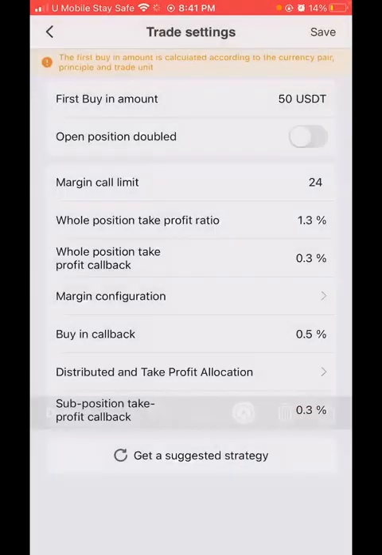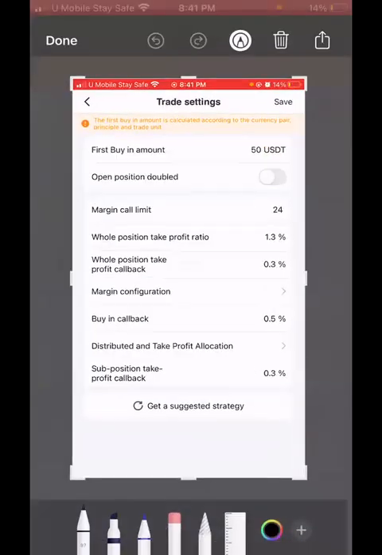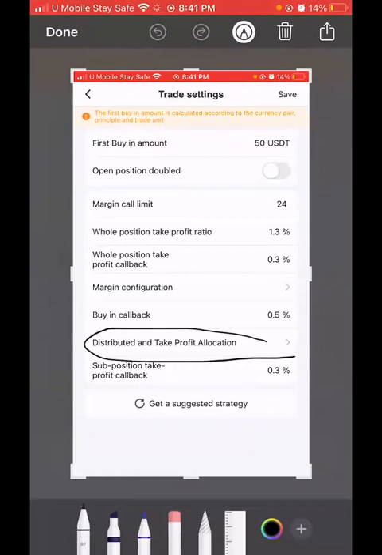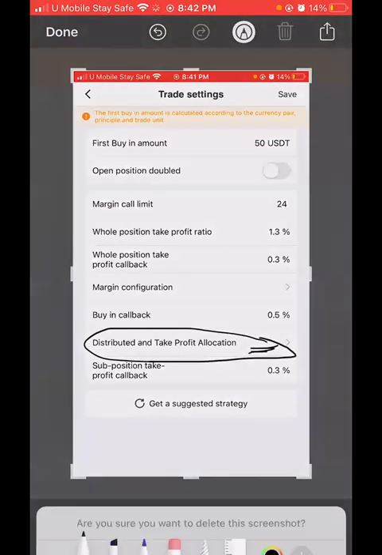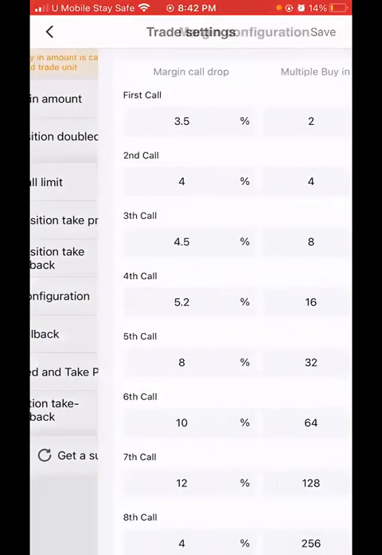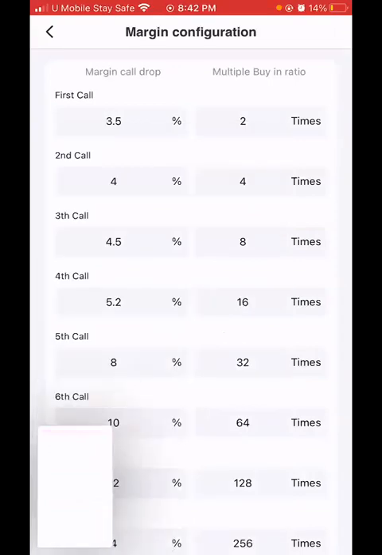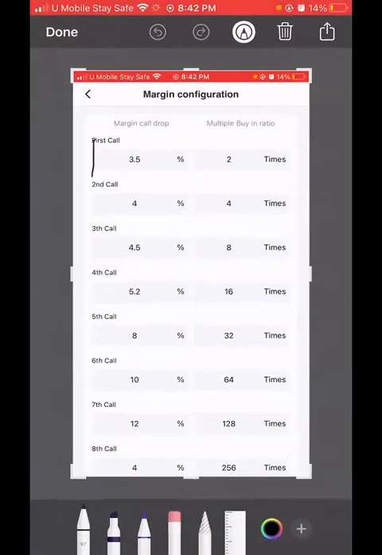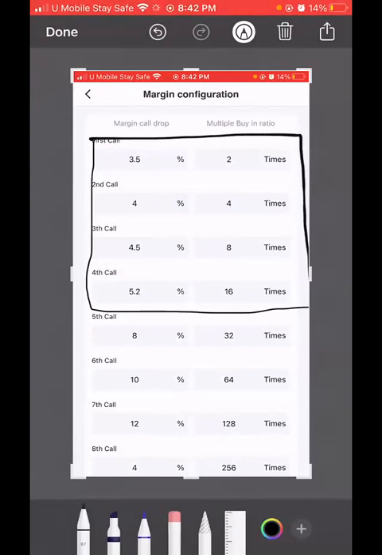Now, the last one is distributed and take profit allocation. What does this mean? This is the place where this bot becomes beautiful. In fact, this is the reason why we love the dip. This is the reason we enjoy the dip, this particular place. Now, what does that mean? Very simple. I'll show you. When this bot has made calls from the first call to the fourth call, this is known as one house.